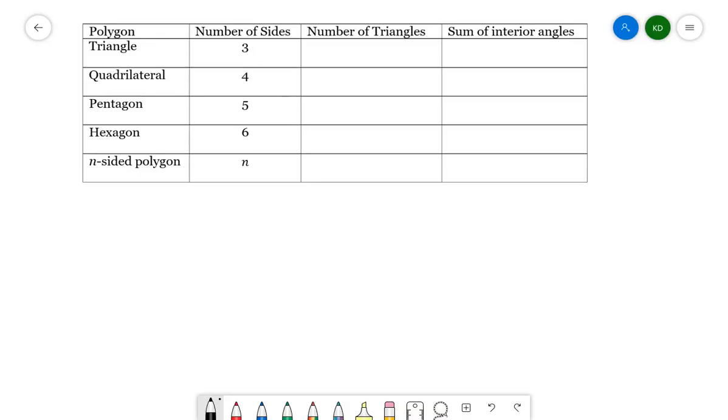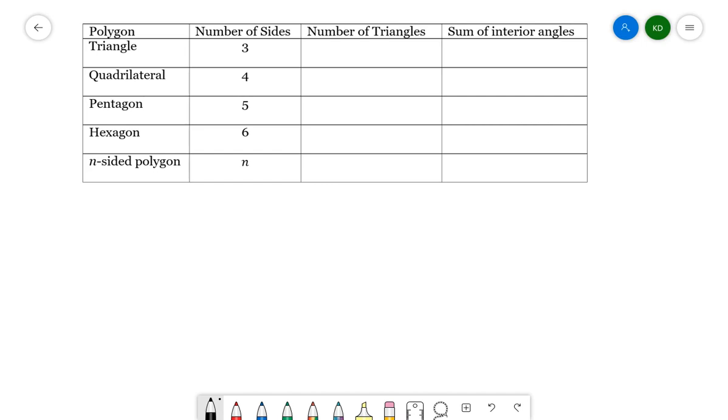Hey there. Today what we're going to talk about is the sum of the interior angles of polygons and regular polygons. Let's get it started. First, what I want to talk about is how we come up with the formula for finding the sum of the interior angles of any given polygon.